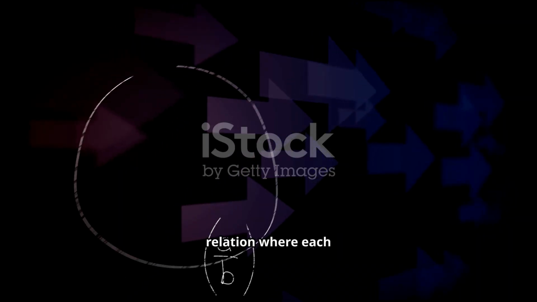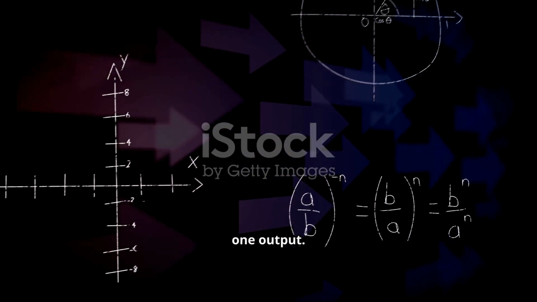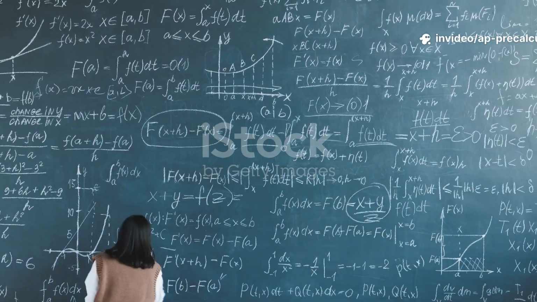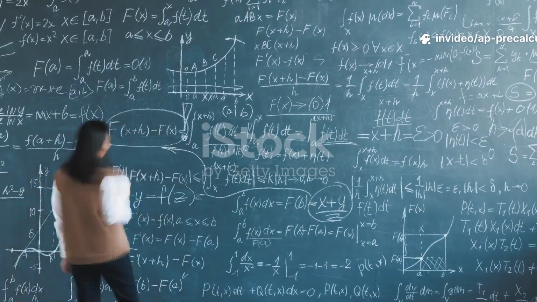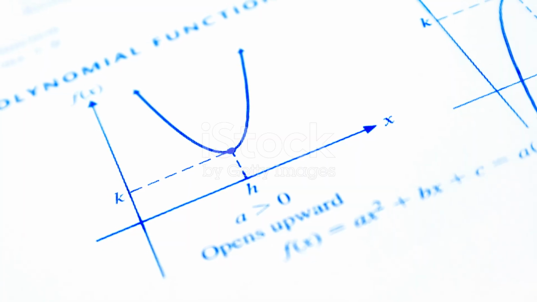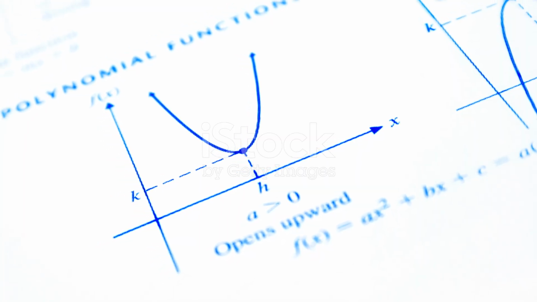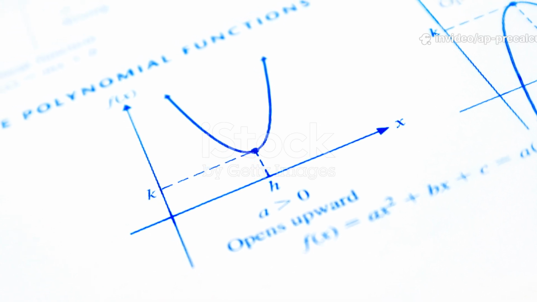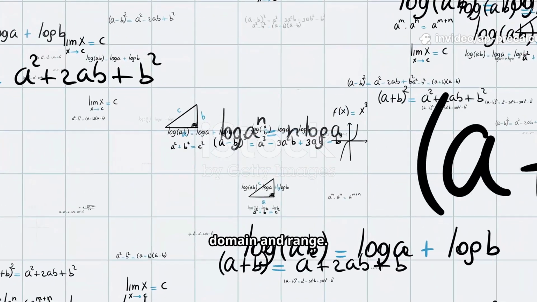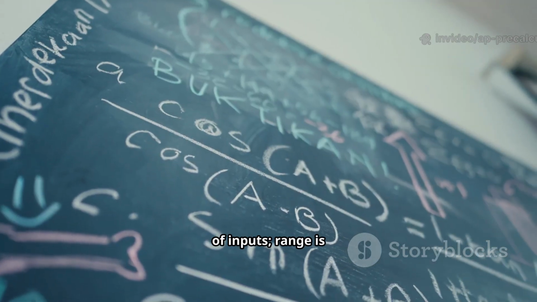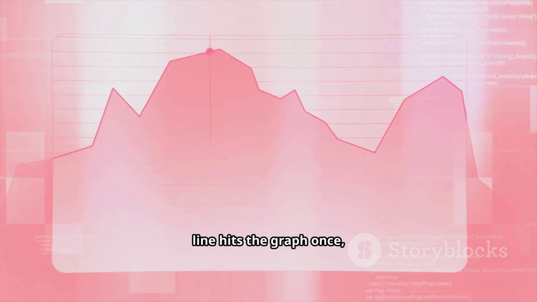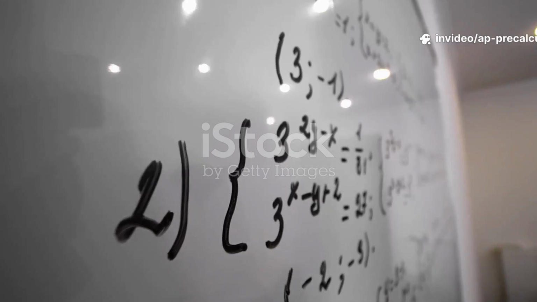A function is a relation where each input has exactly one output. Example: f(x) = 2x + 3. Two key ideas: domain and range. Domain is the set of inputs. Range is the set of outputs. If every vertical line hits the graph once, it represents a function.